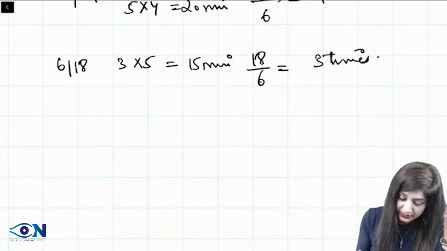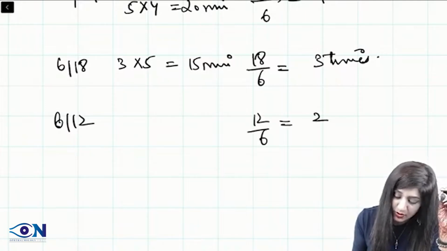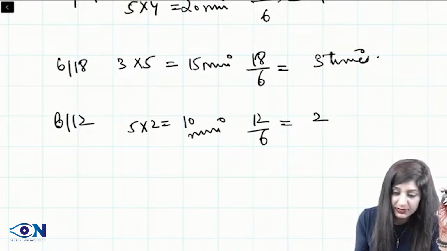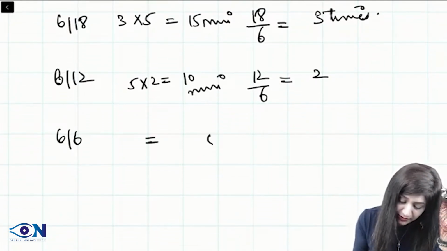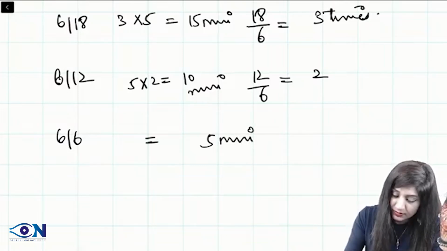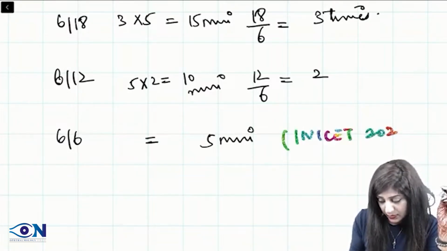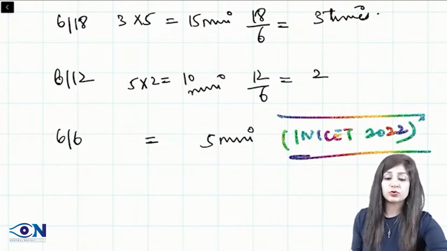Then if I say 6 by 12, okay, 12 upon 6 is 2. 5 into 2, 10. So this will form 10 minutes. And finally 6 by 6 is equal to 5 minutes only. This was asked in a set 2022. Please see if you have understood how to do this question.